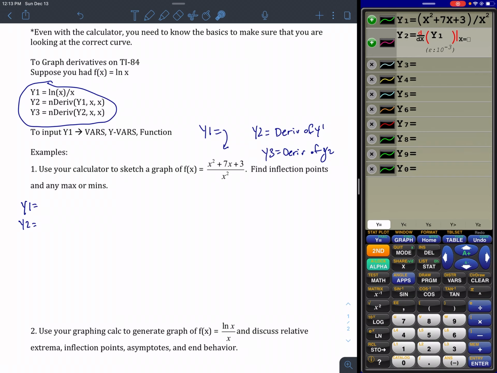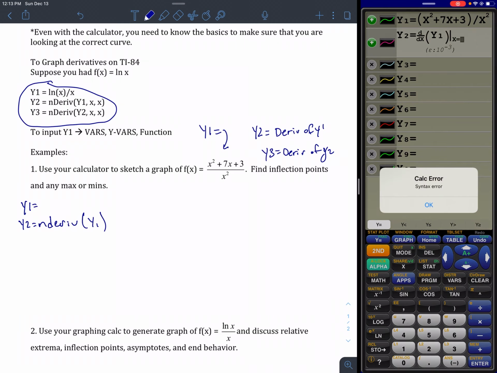So it's really important that you make sure your first y1 equation, you don't make any mistakes putting it in. This helps you so that you don't have to keep entering this whole equation and say n derivative and have to put the whole thing in. You could just say n derivative of y1. So it's going to take that y1 equation with the derivative with respect to x, and I want it at each x point. That's what it means when I say x equals x.